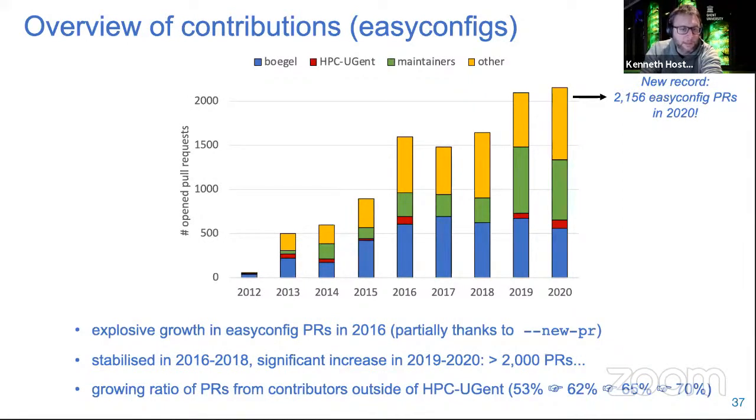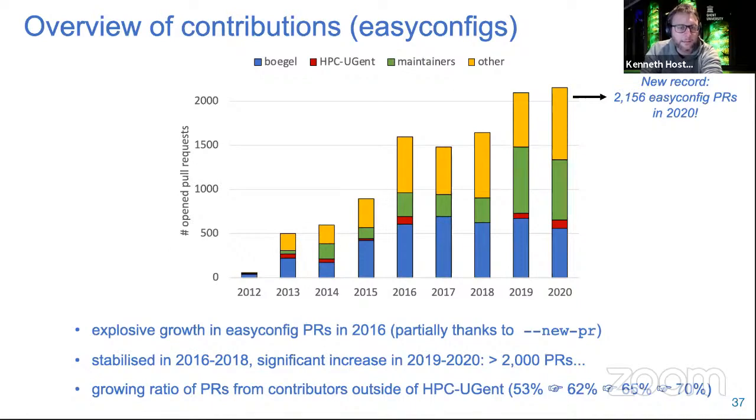And also here we see a growing ratio in terms of contributors from outside of HPC Ghent. So I'm the blue part again. The red part is our consultants for the most part, and my colleague in the team. And then everything else above that is people outside of the HPC Ghent team. So we're still very active, but we're getting relatively more contributions from other sites, which is very good.